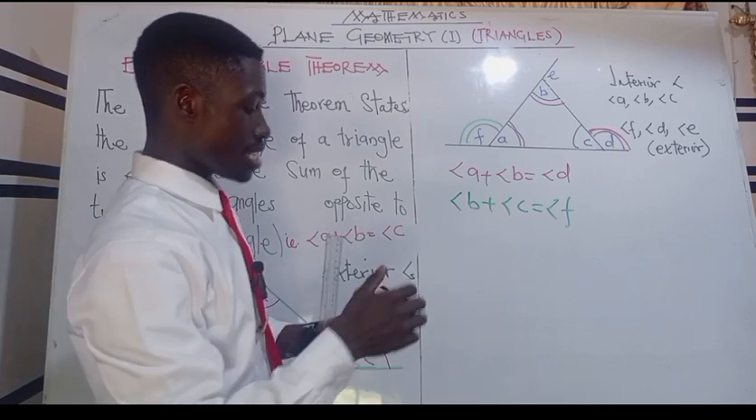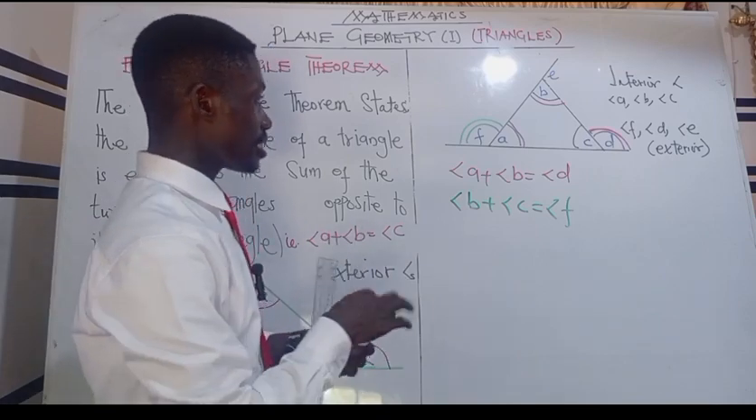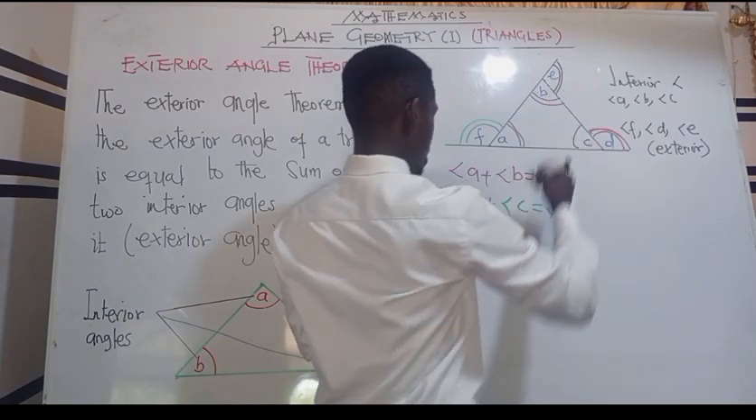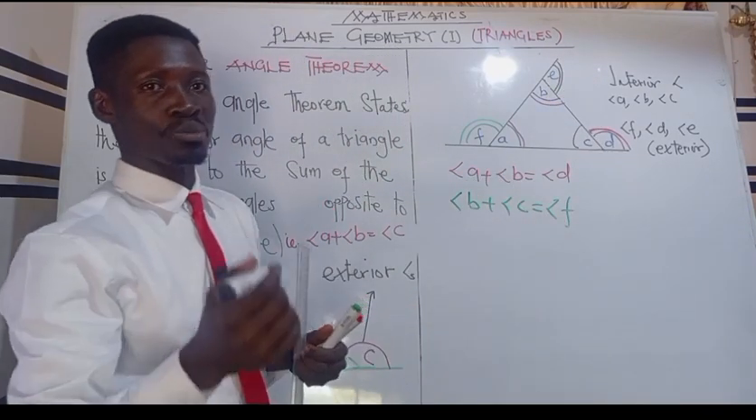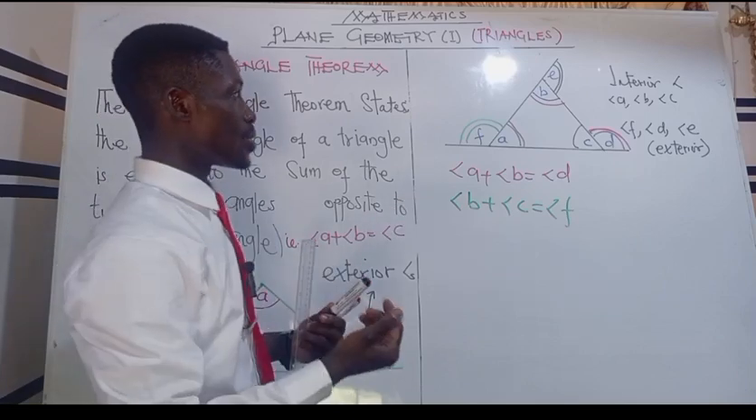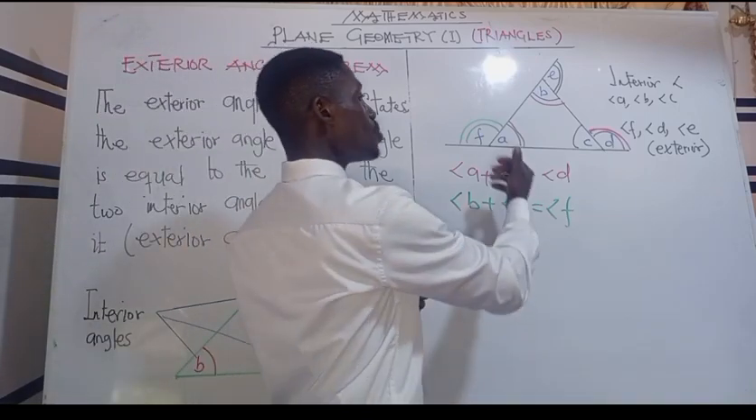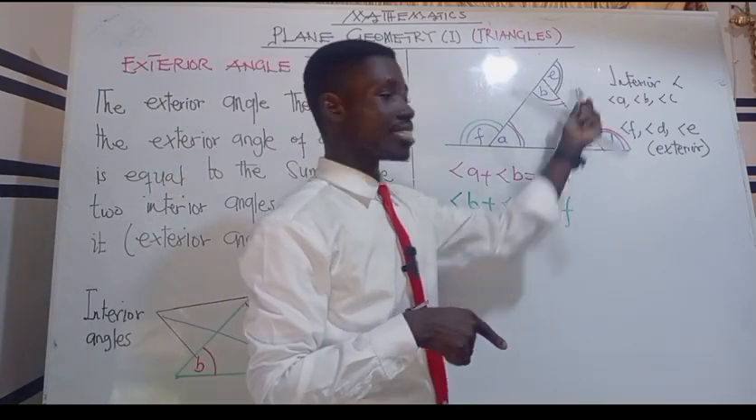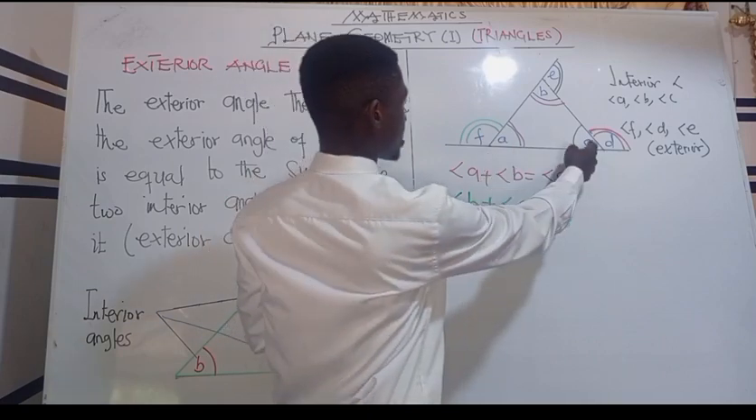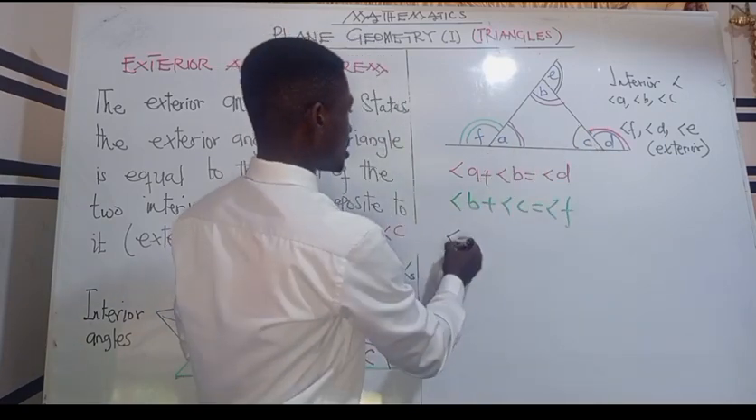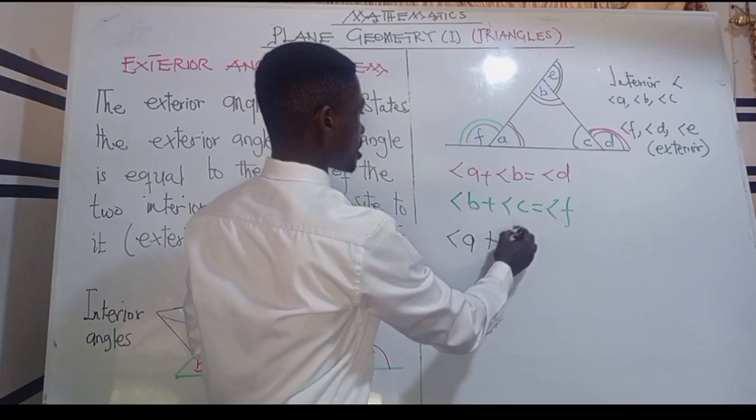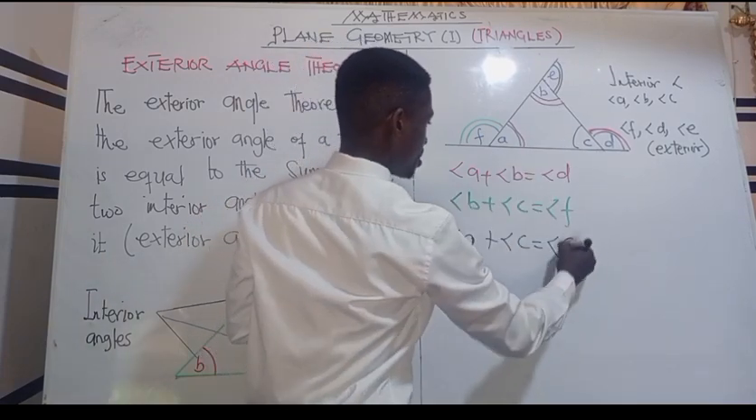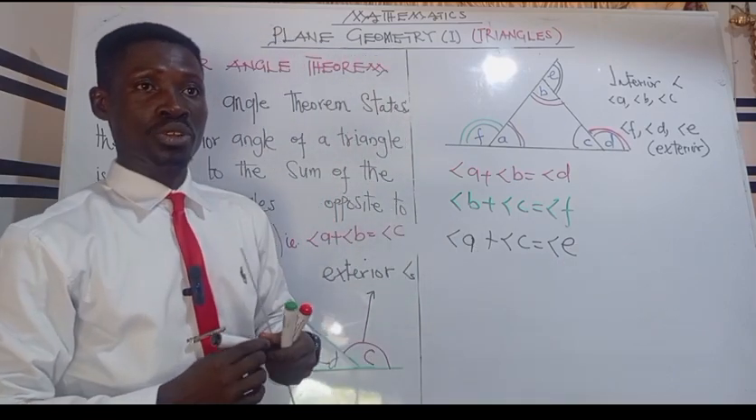Also, let's assume that our exterior angle is angle E. In applying the exterior angle theorem, what are you going to write? Now we know that the two interior angles opposite to the exterior angle are A and C. So we can say that angle A plus angle C is equal to angle E. Good. I guess you are following.